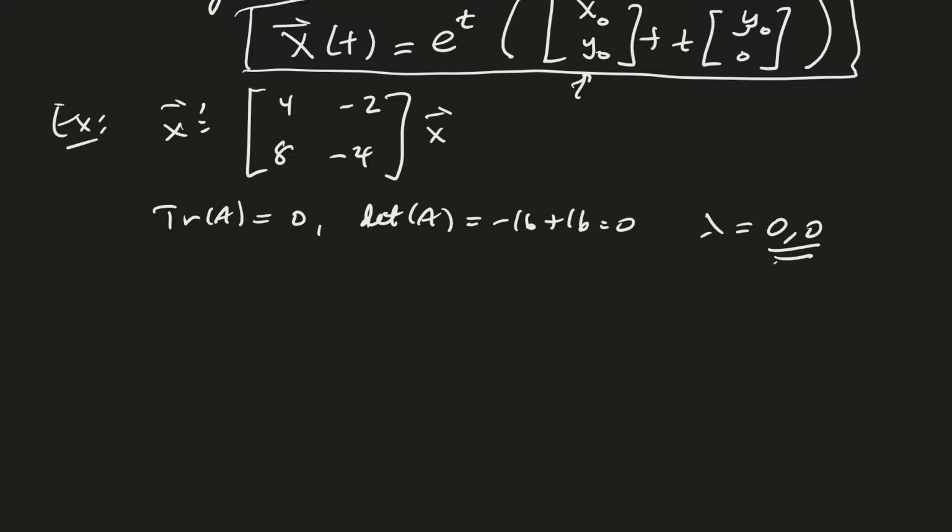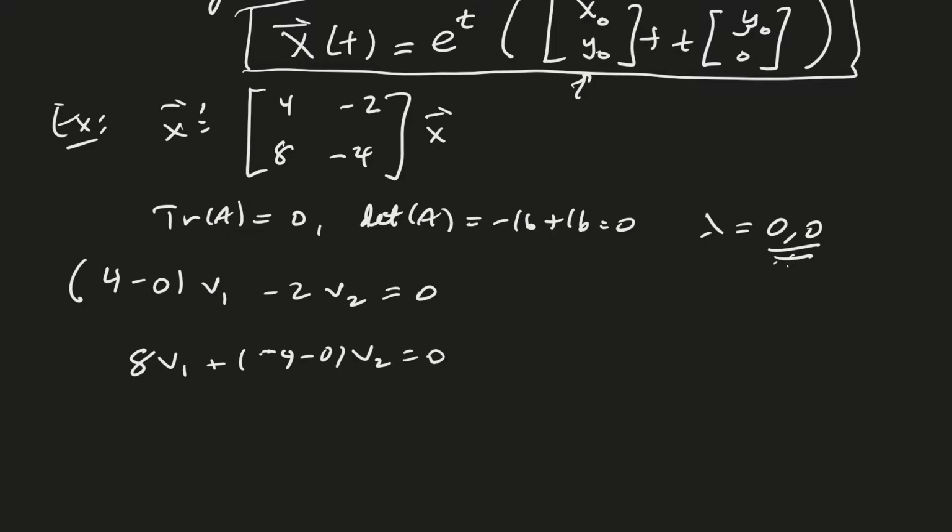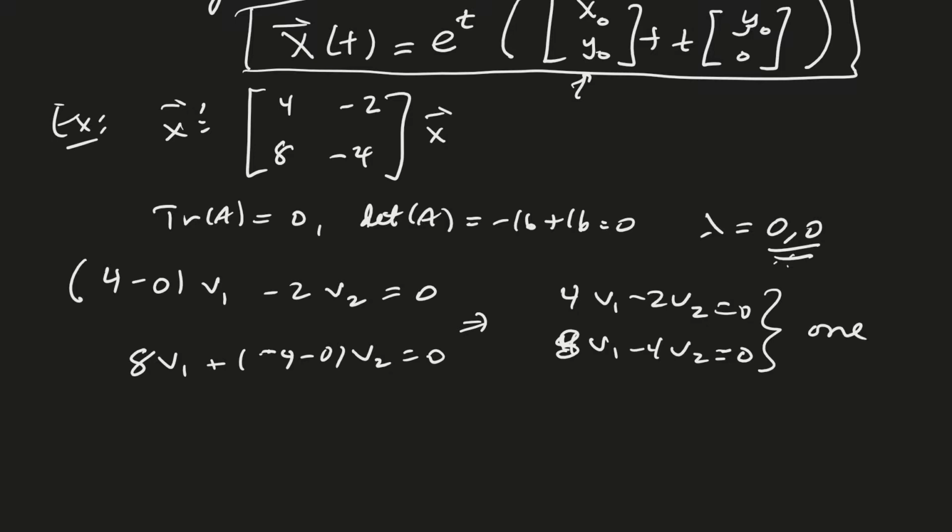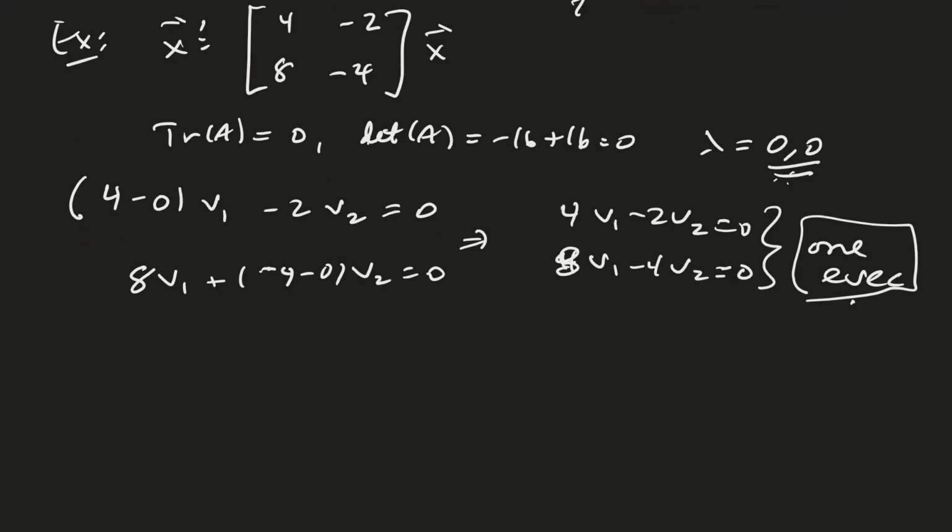So we check our matrix to make sure that we're not getting two eigenvectors. We would have (4 minus 0) v1 minus 2 v2 equals 0. And the second equation would be 8 v1 minus (4 minus 0) v2 equals 0. And what do you see here? 4 v1 minus 2 v2 equals 0, and 8 v1 minus 4 v2 equals 0. So this is one condition, and so I only get one eigenvector from this. That's all the information I really needed, because now what we do is we form our equation.